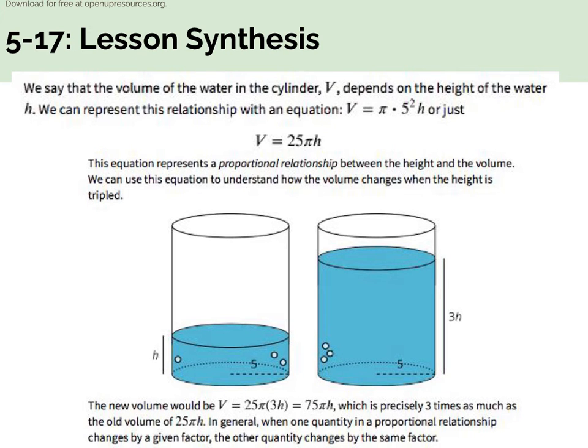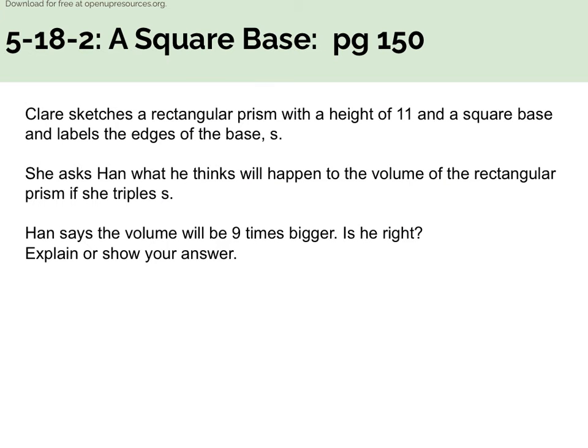So notice how if we have an equation for a volume, if we halve the information, then we're going to halve the volume. If we're going to double the height, then we're going to double the volume. So it corresponds with each other. And so this is when we're dealing with the height itself. So let's turn to page 150 and lesson 18.